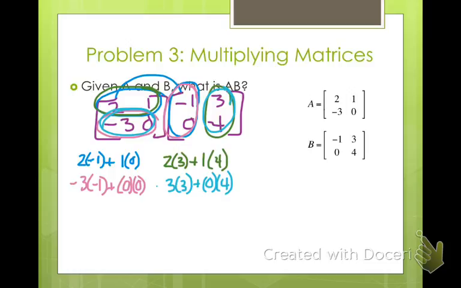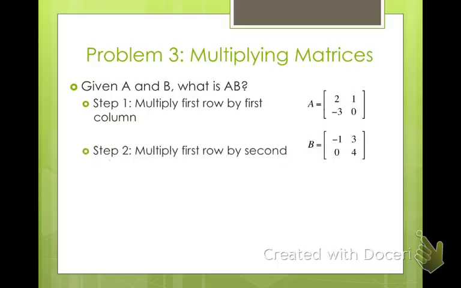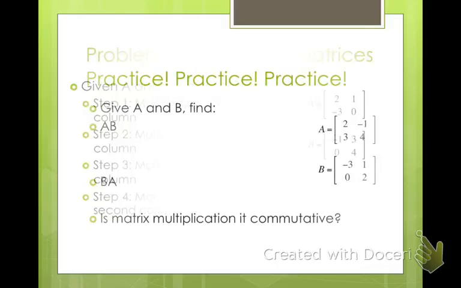Okay, now what I need to do is just combine these. 2 times -1 is -2 plus 0, so my first one is -2. This is 6 plus 4, that makes 10. This is 3 plus 0, which is 3. This is -9 plus 0, which is -9. So that is A times B: -2, 10, 3, -9. So remember, multiply sideways by up and down and add them together. That just tells you how to do it.